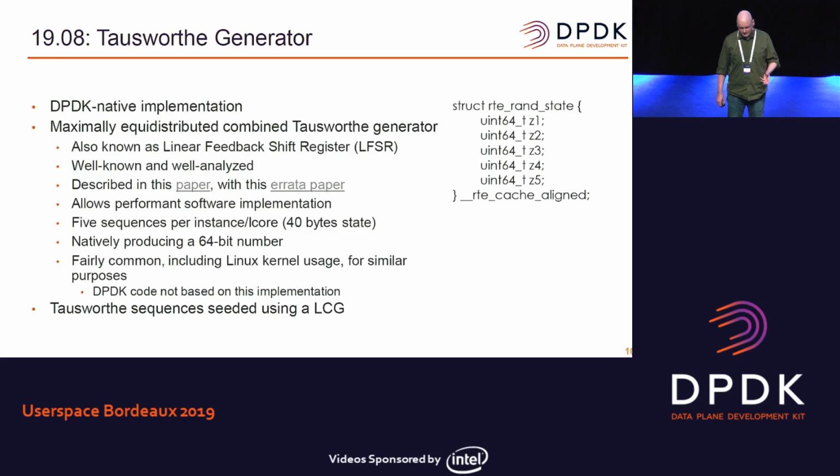The generator natively produces a 64-bit number, so there's no combining high and low bits like in the old implementation. You have one instance of this struct per core, and you need to seed them according to the rules of the algorithm. What comes in from the application is just a single number. So I use an LCG to seed the Tausworthe generator.